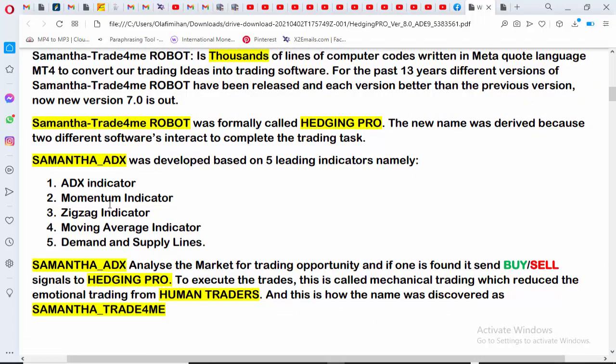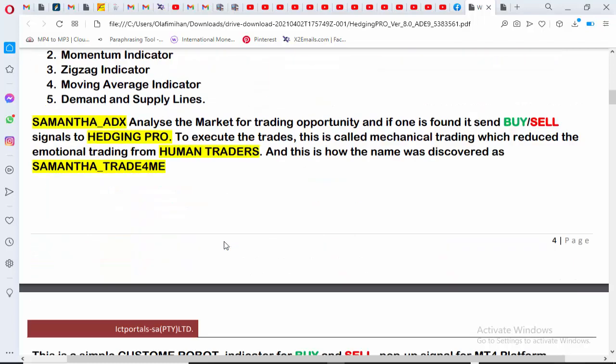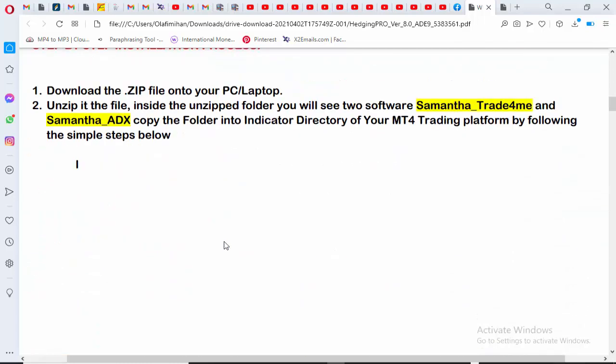And this indicator came with the ADX indicator, momentum indicator, zigzag indicator, moving average indicator, and demand and supply lines. These are the indicators I developed. They are custom indicators I developed. And this indicator is the one communicating with the software at that time when we were using version 7.